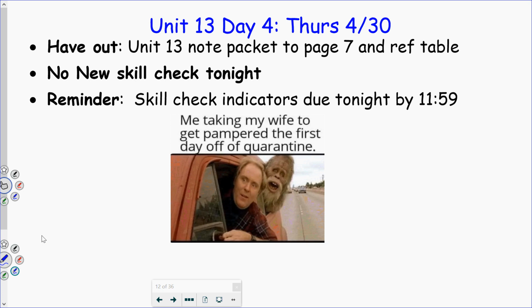Please have out your Unit 13 note packet to page 7 and your reference tables. Actually, it should be page 8. Not page 7, page 8.